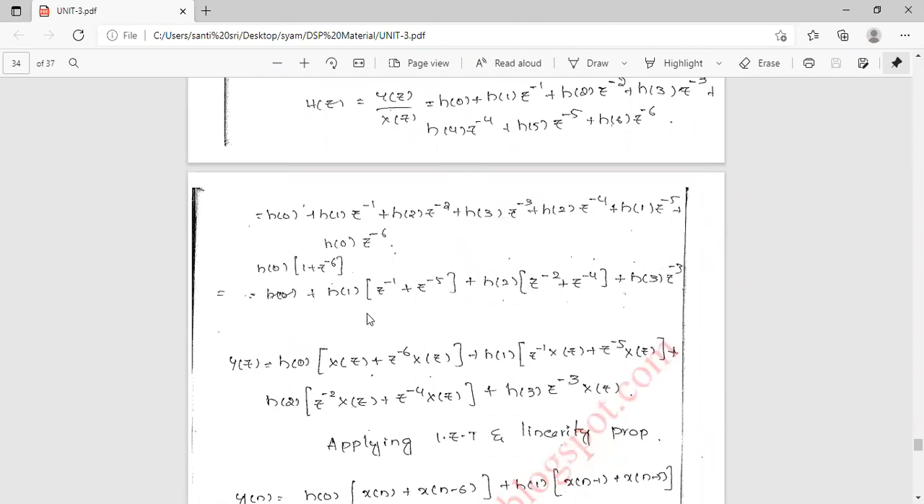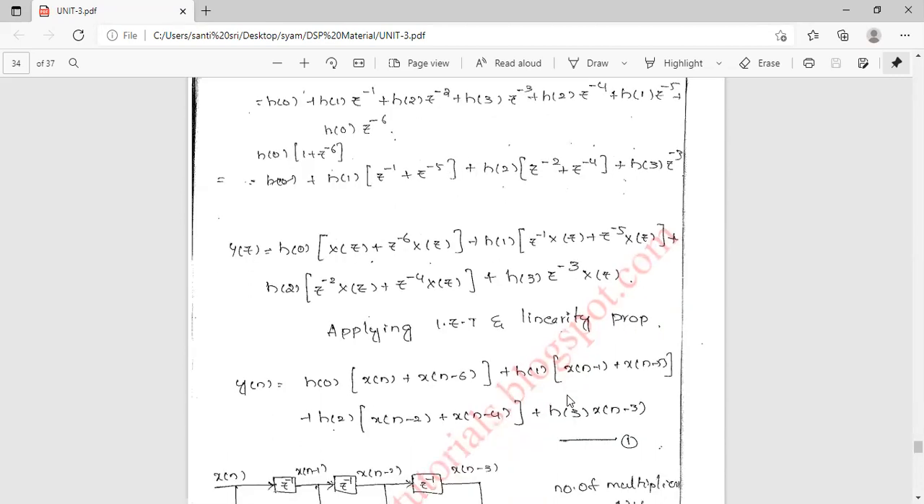So h of 0 into this one, h of 1 into this one, h of 2 into this one, and h of 3 into this one. Okay. Now we will apply the inverse Z transform and the linearity property. Then y of n will become h of 0 into x of n plus x of n minus 6, plus h of 1 into x of n minus 1 plus x of n minus 5, plus h of 2 into x of n minus 2 plus x of n minus 4, plus h of 3 into x of n minus 3, right?